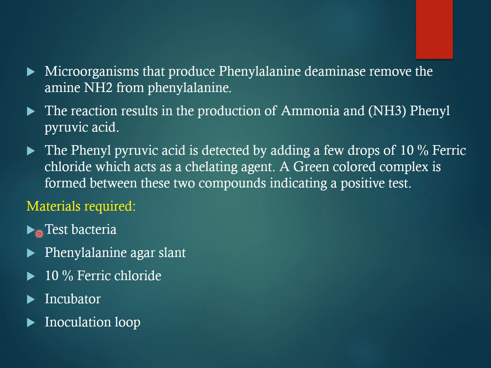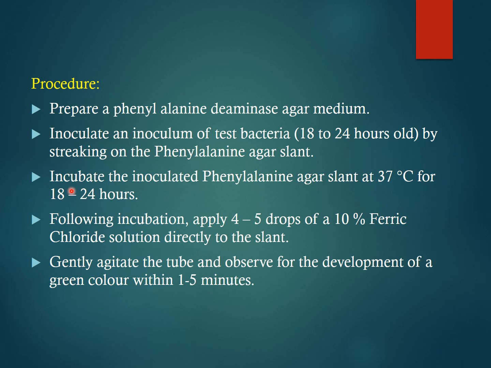Materials required: test bacteria, phenylalanine agar slant, 10% ferric chloride, incubator and inoculation loop. Procedure: prepare a phenylalanine deaminase agar medium. Inoculate the test bacteria by streaking the phenylalanine agar slant. Incubate the inoculated slant at 37 degrees Celsius for 24 hours. Following incubation, apply 4 to 5 drops of 10% ferric chloride solution directly to the slant. Then gently agitate the tube and observe for the development of green color within 1 to 5 minutes.